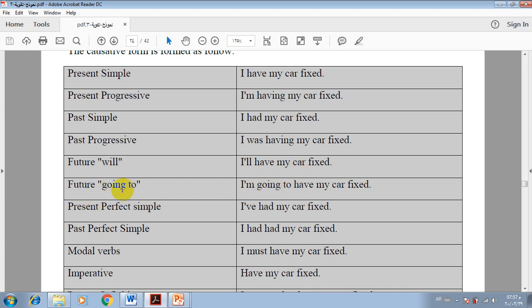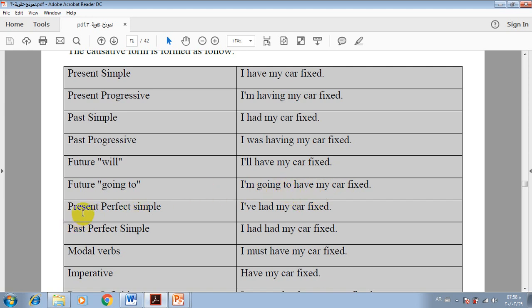And the future with going to, we know that the form of going to is am or is or are plus going to plus infinitive. So in the causative form, we use am or is or are plus going to plus have and the object plus past participle. Like you see in the example, I am going to have my car fixed. The main sentence for this is the mechanic is going to fix my car, and it becomes like this: I am going to have my car fixed.